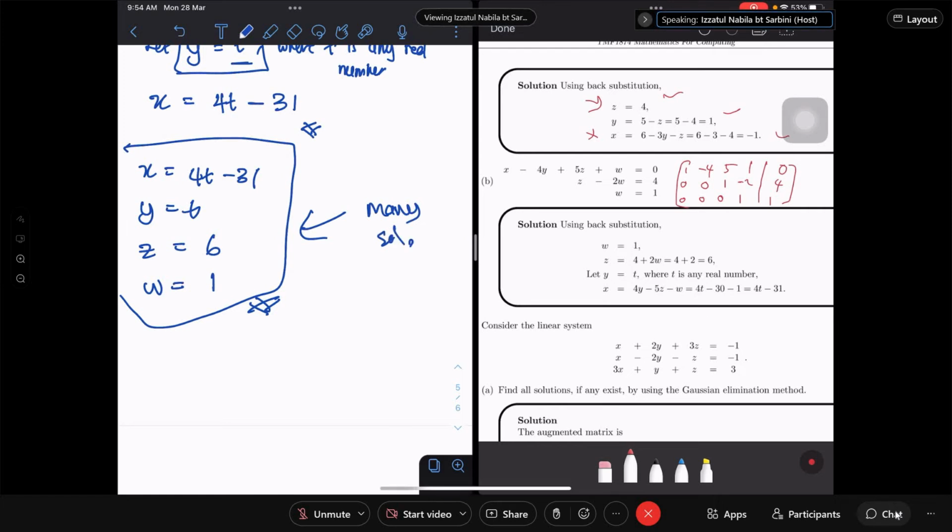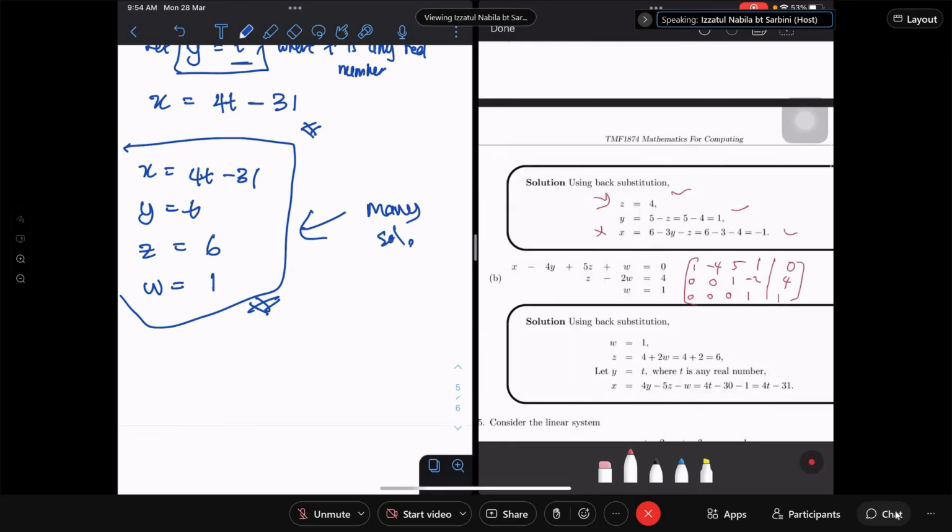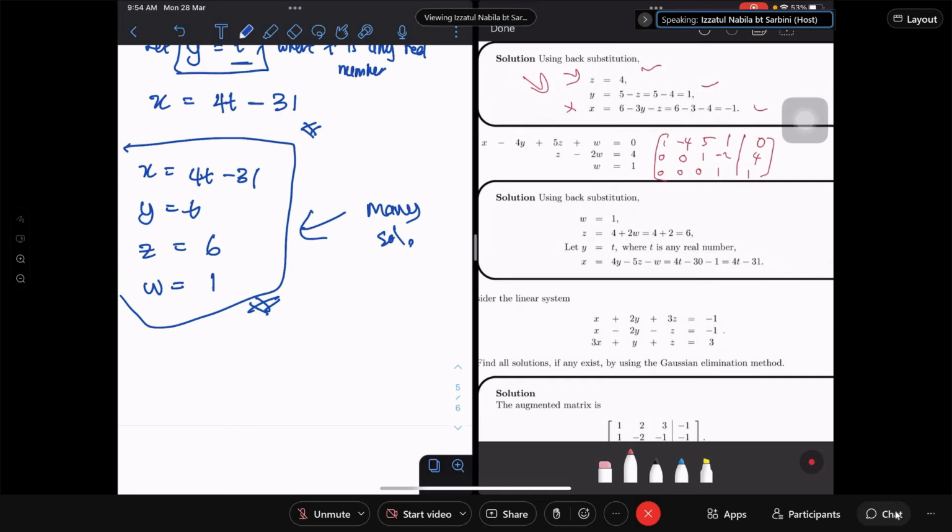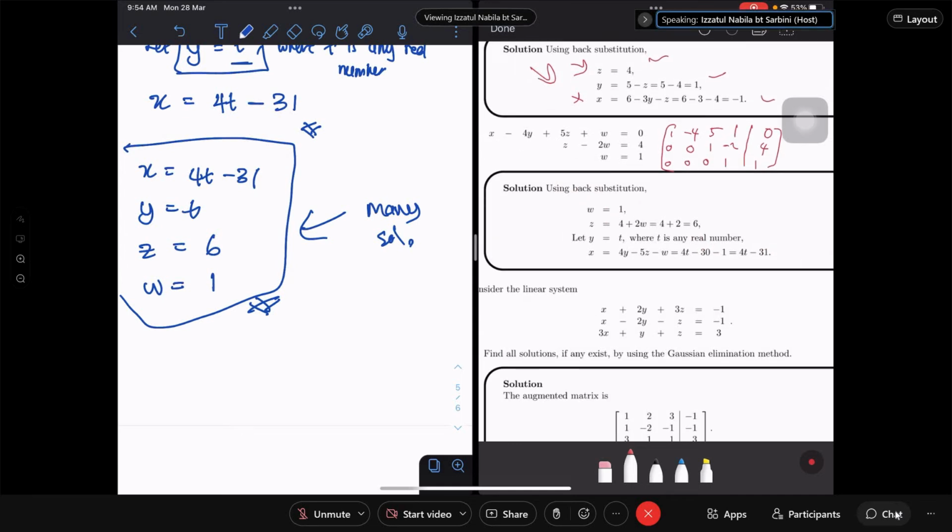For a unique solution, it is very straightforward. The first one, question A just now, is a unique solution. X equals -1, Y equals 1, and Z equals 4. Very straightforward. But if it is many solutions, you have to let it as a free variable, you have to substitute a variable. Understand? So you should know how to write your solutions.